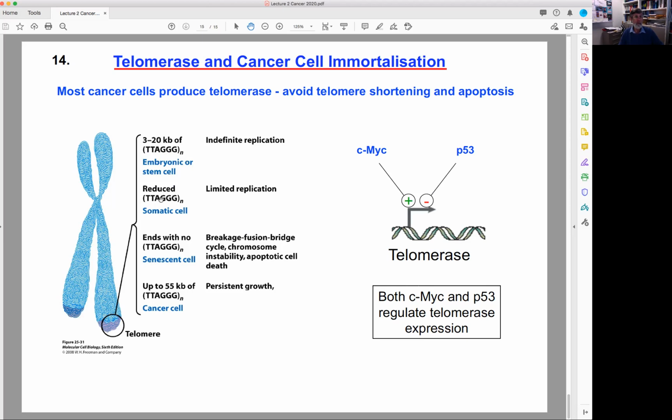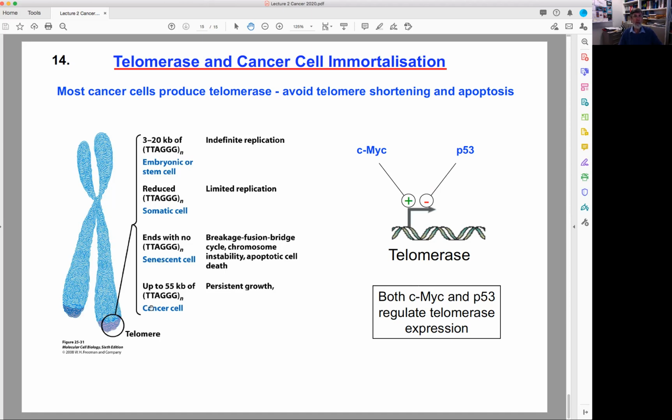But in somatic cells, the telomere length is much shorter, and they have a limited number of replications. It varies depending on the type of cell, but a limited number of replications. So after, who knows, maybe 100 cell divisions or something, the cell will become senescent because there'll be basically no telomere sequences left. And when there's no telomeres left, this basically stimulates apoptotic cell death. So the senescent cells mean basically the cells that are going to die by apoptosis.